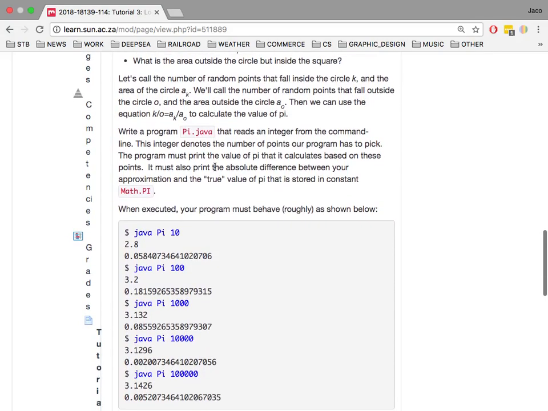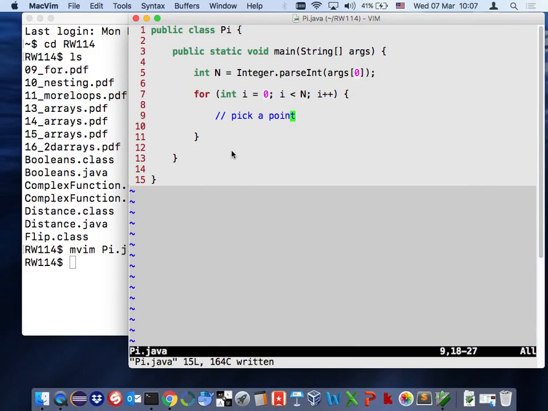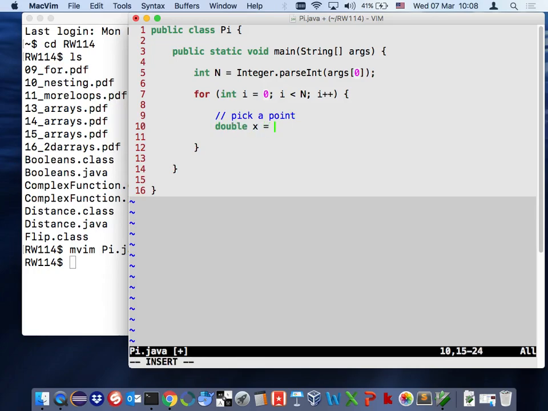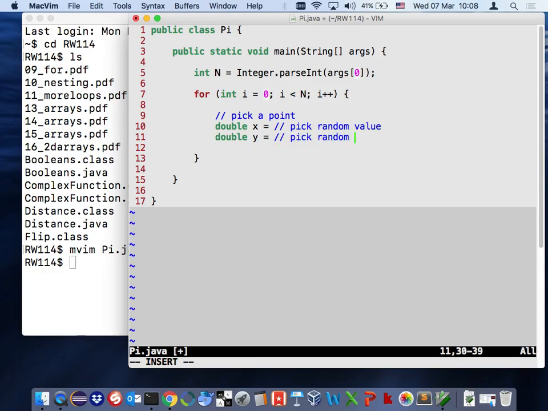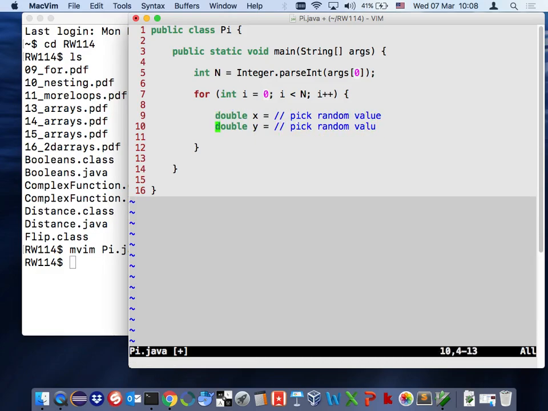So repeatedly, I'm going to pick a point, check if it's inside the circle, and if it is, I'm going to update that count. So let's just write that code. Pick a point. So I have to pick a point, an x and a y position, and they'll probably be doubles, as in the little example. Oh, pick random. There I've picked a point.